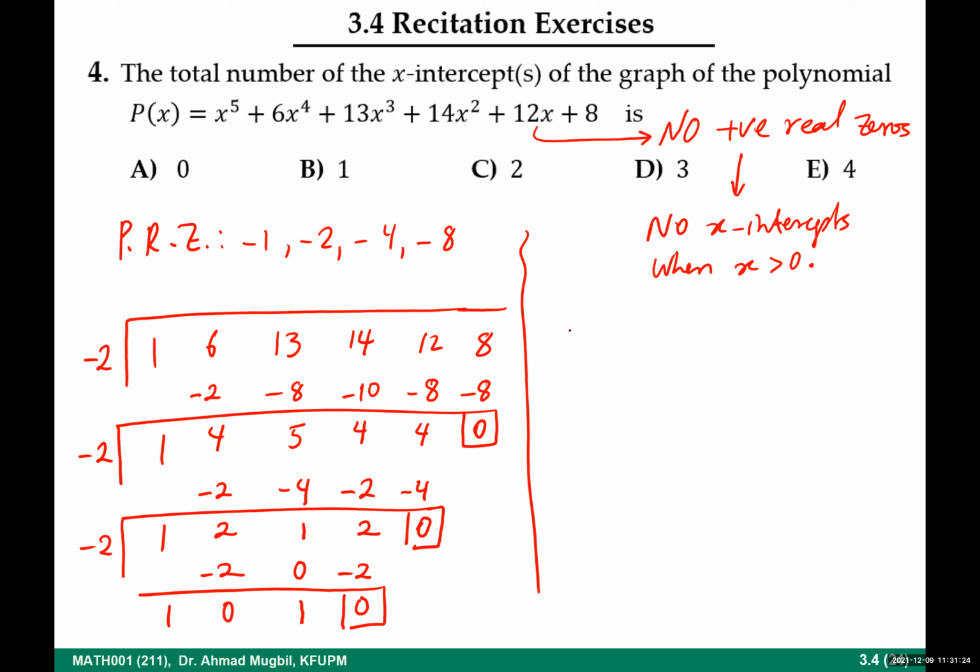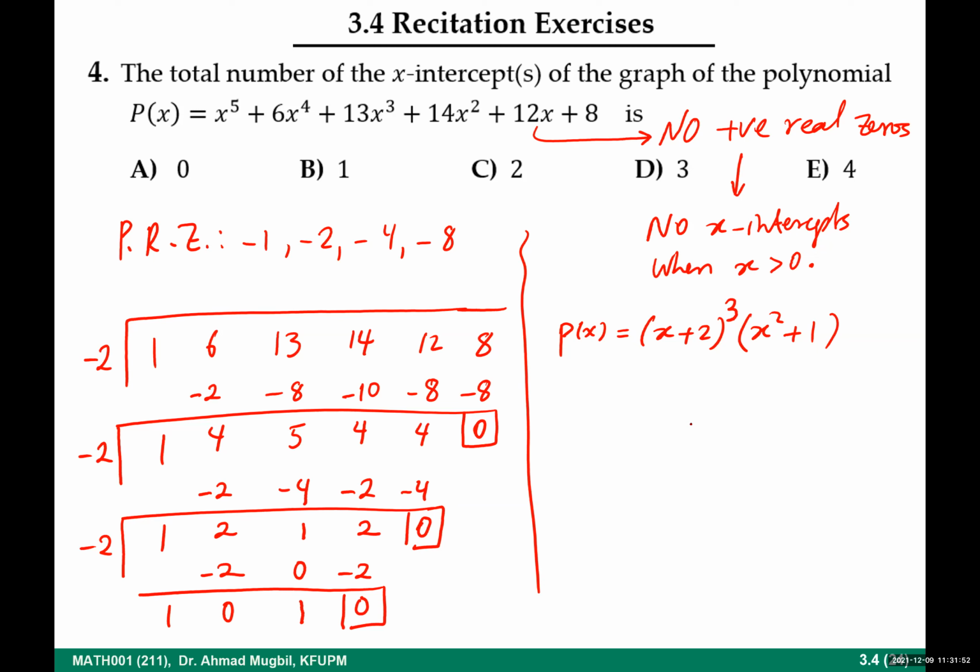Now our polynomial will be x minus -2, which is x plus 2, all to the power 3, multiplied by a polynomial of degree 2. Degree 5, degree 4, degree 3, degree 2. So this is x squared plus 0x plus 1. Of course, if you divide by -2, it is not a factor. This is a prime polynomial.